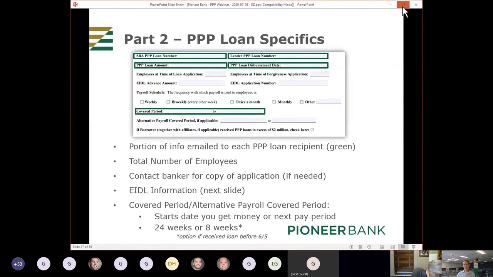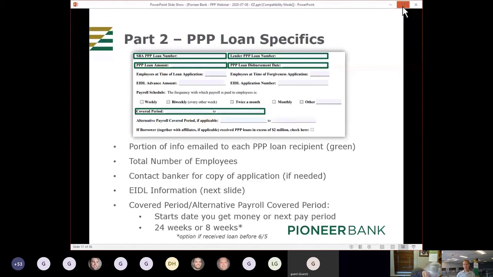All right, so next we get into the covered period and then the alternative payroll covered period if applicable. The covered period is the period of time after receiving the loan funds that you have to use up all of the loan funds for forgivable purposes. When this whole program started, that was an 8-week period starting the day that you received the loan. So if you received the loan on April 3rd, that was day 1, and then it was 7 weeks and 6 days after that for your 8 weeks.